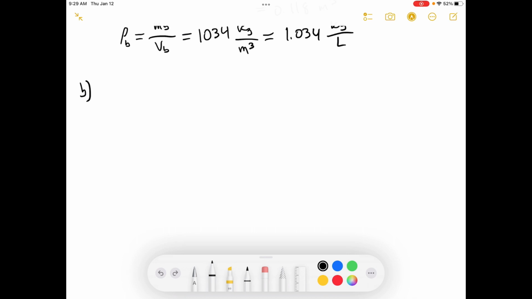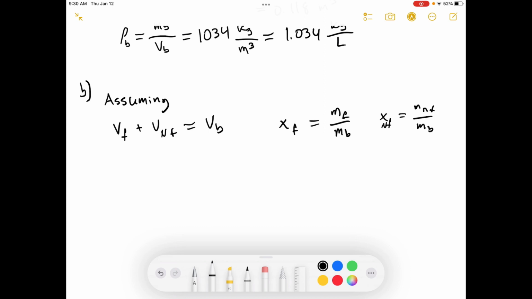Okay, so if we're dividing this, we're assuming the volume of fat plus the volume of non-fat is equal to the total volume of the body, and that those volumes are separable. That's what we're assuming from that first line. And that this mass fraction, XF, is equal to the mass of fat over the mass of the body. And then we've also got this other mass fraction of non-fat over the mass of the body here.